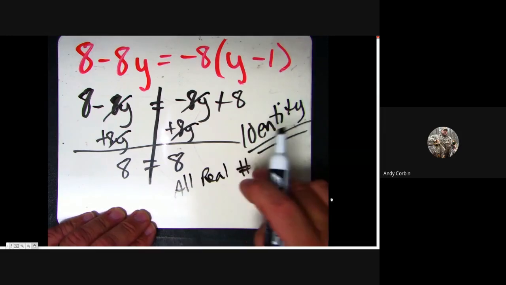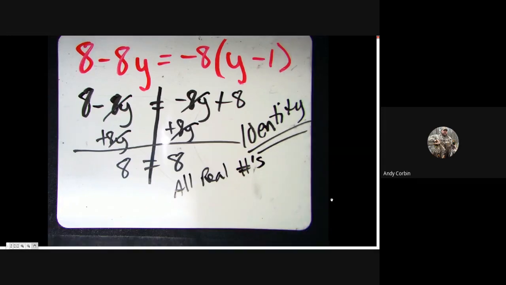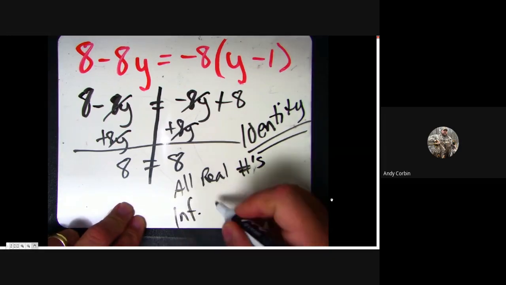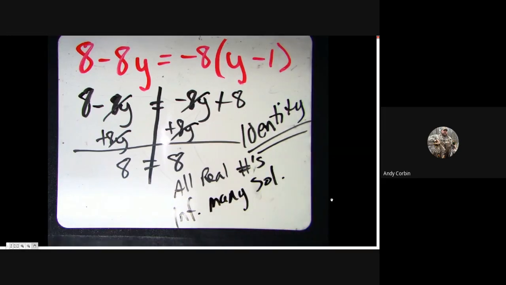In other words, you can put anything in for y, and it satisfies the equation. Sometimes we'll say infinitely many solutions. The other one had no solution, right? There was nothing you could put in. This one has infinitely many solutions. In other words, you can put any number in for y, and it's going to satisfy the equation.